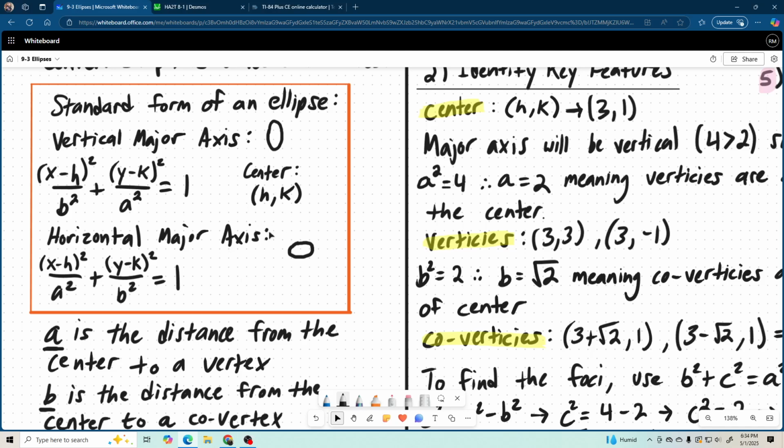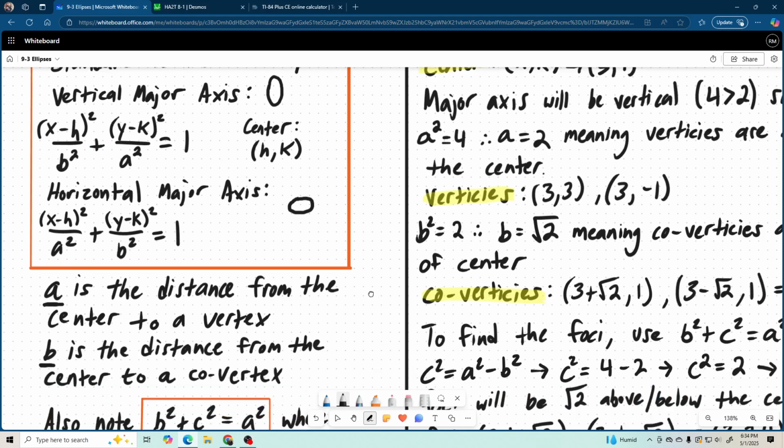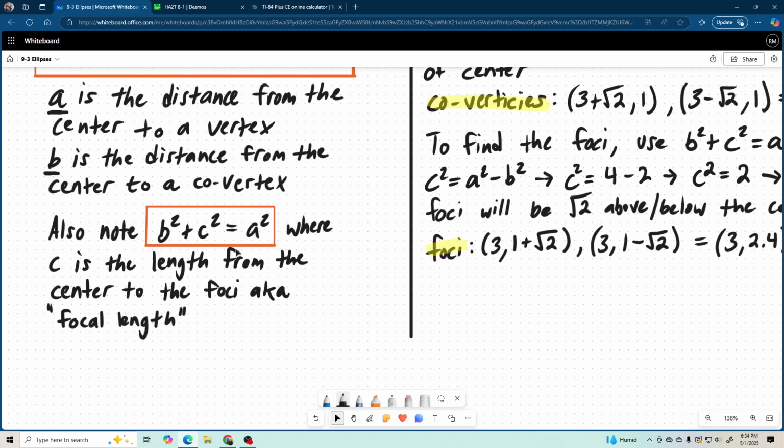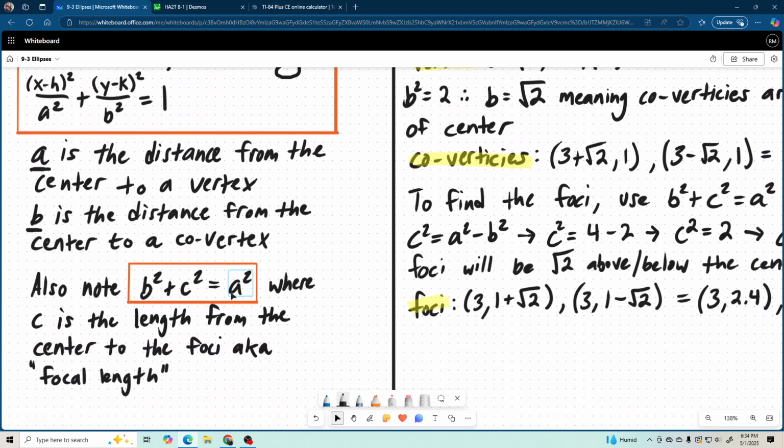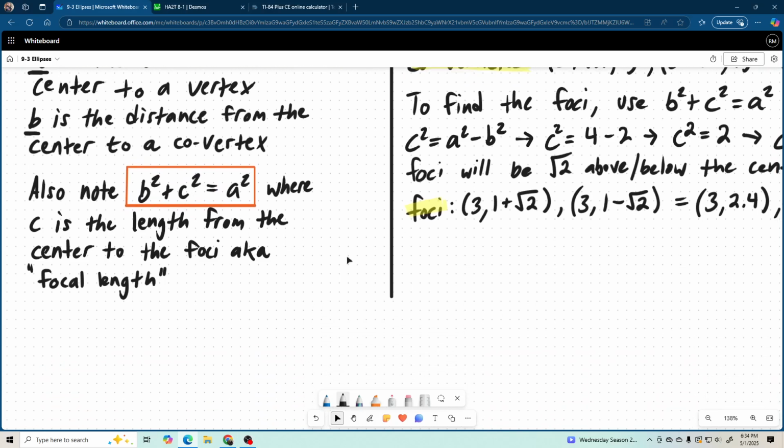And then of course, as always, our center is (h, k), where h is the horizontal shift and k is the vertical shift. All right, and then the last thing we're going to need to know is when it comes to establishing the focal length, remember that A is our major axis length, B is our minor axis length, and to find the focal length, we find C. And if we use this formula here, b squared plus c squared equals a squared, we can solve for it. Actually, if you want to rewrite this formula, using the same logic we'd use as the Pythagorean theorem, we can say that c equals the square root of a squared minus b squared.